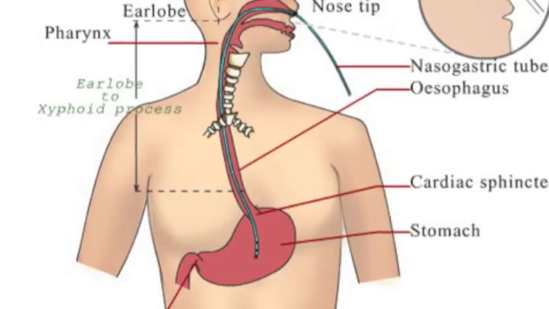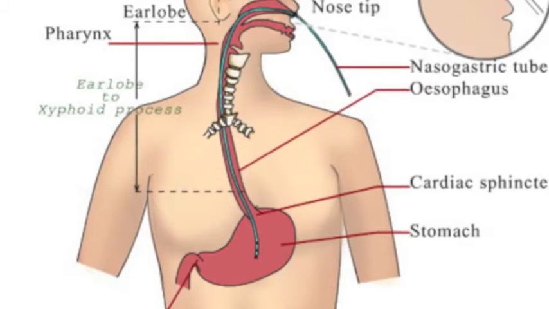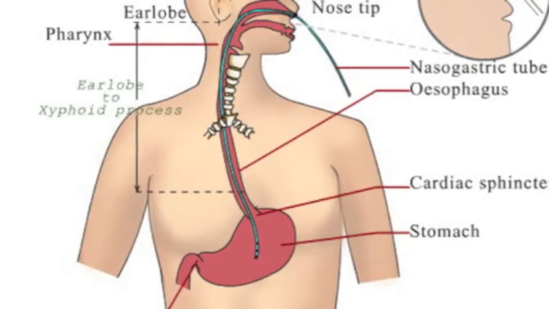So how would I test for placement? Sometimes if they are really full of stuff, as soon as you put it in, you'll get immediate return. I'm not going to instill air because I know that's who I am. But I will check the pH just to be sure. And what should the pH of gastric contents be? 1 to 4. Alright. Then we'll hook this up to suction.